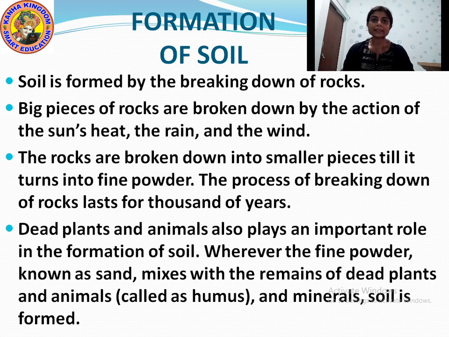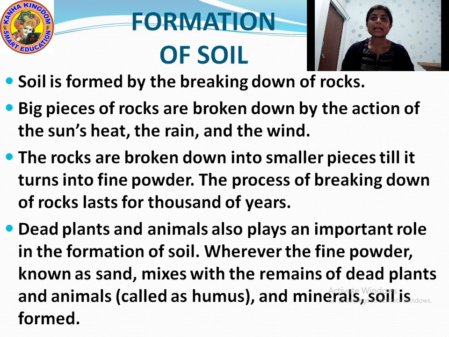Understood? Then dead plants and animals also play an important role in the formation of soil. When some plants and animals die, they get mixed up with the soil. Okay, they get rotten down. The body of the plants and animals gets rotten and mixed with the soil. Later on, these dead remains of plants and animals mix up with the soil to form soil again.